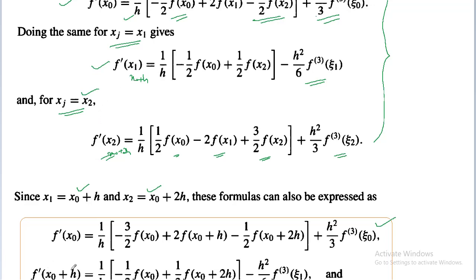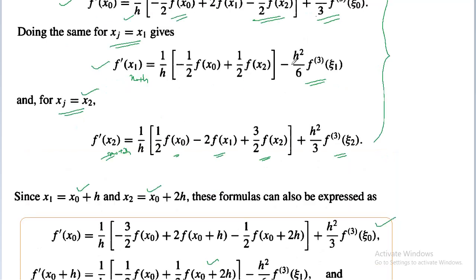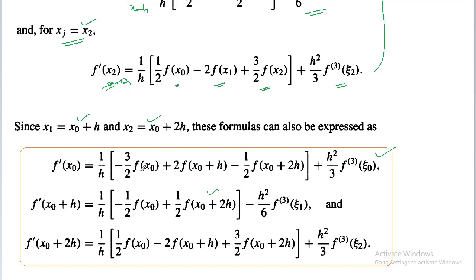f dash of x0 plus h is equal to 1 by h into minus 1 by 2 into f of x0 plus 1 by 2 into f of x0 plus 2h, minus h square by 6 into f3 of zeta 1. That's from this. And from the third one, replacing these values here, we get f dash of x0 plus 2h equal to this formula.